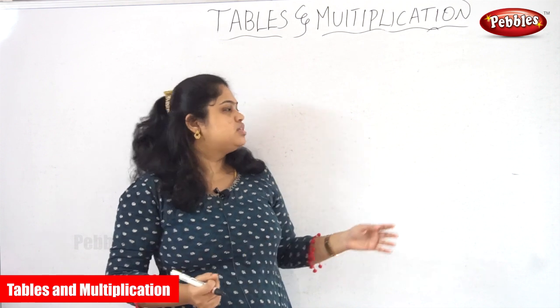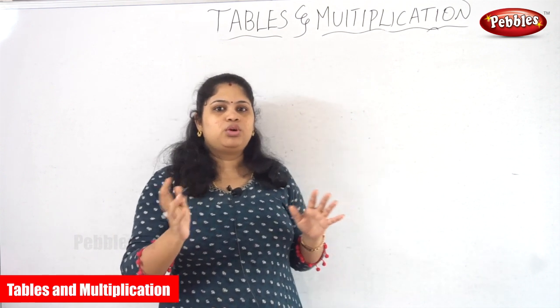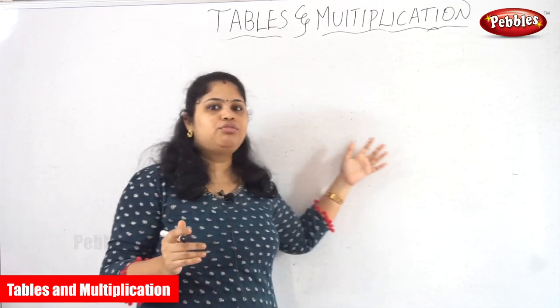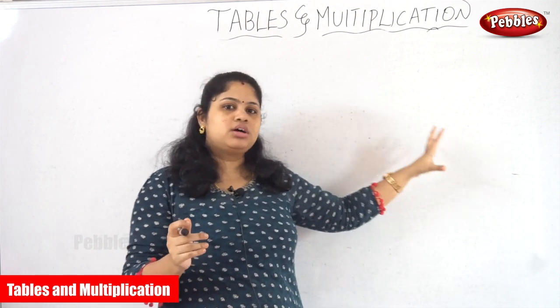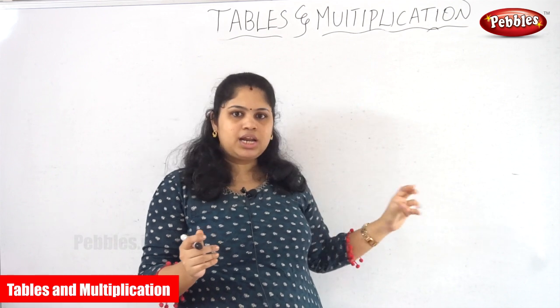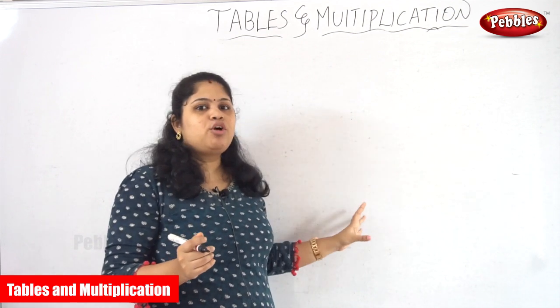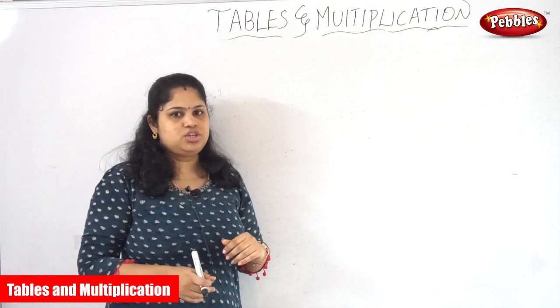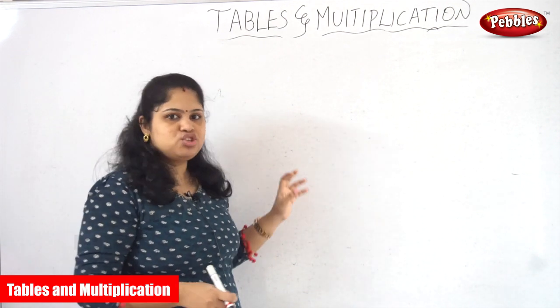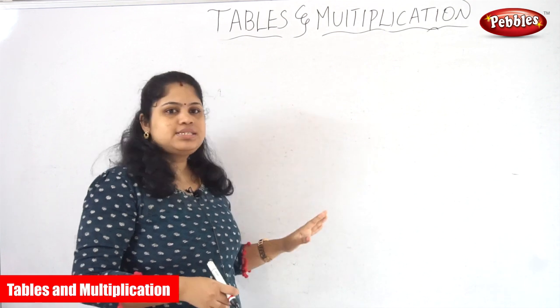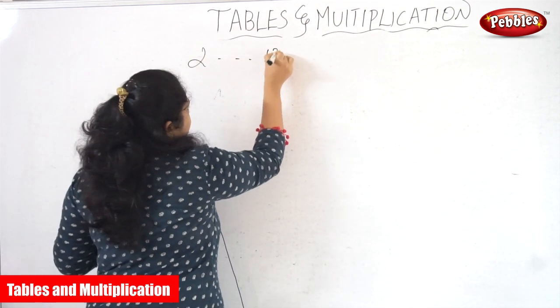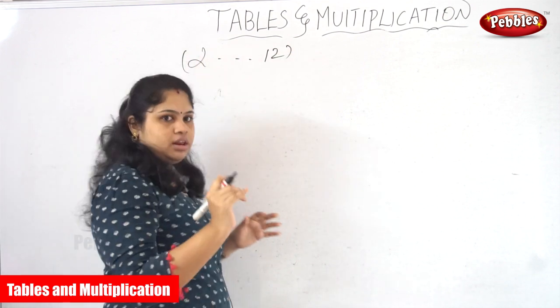Okay, so this is a basic example of why we are analyzing these kinds of things. Likewise, for multiplication, the tables play a major role. We all studied the tables from 2 to 12. Up to 12 tables we have read.